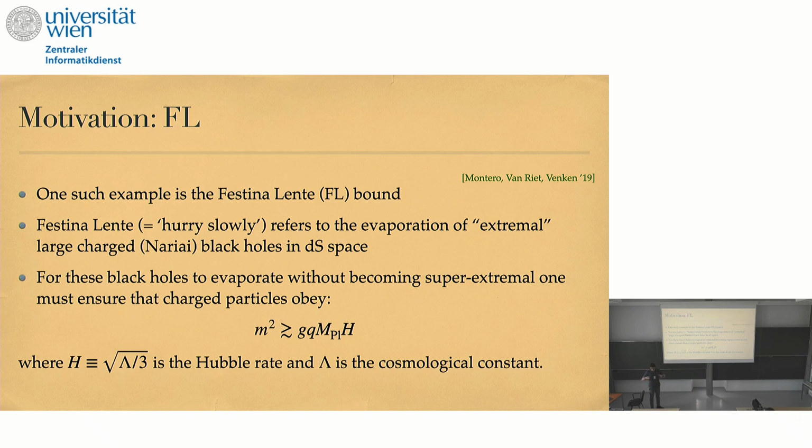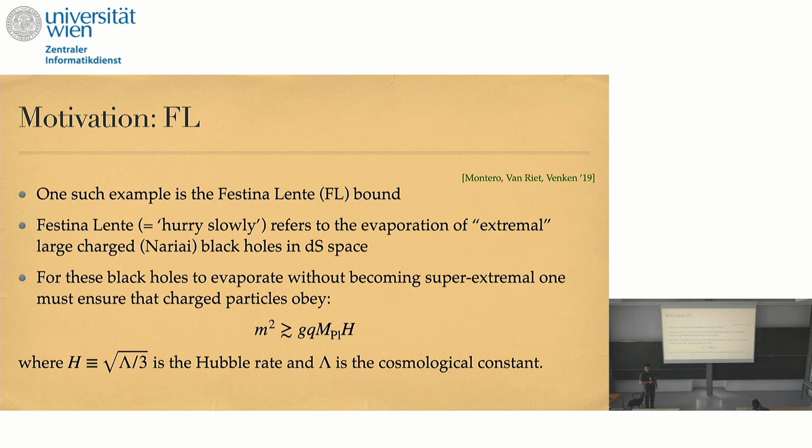These ones are also extremal because two horizons are about to cross, and whenever two horizons cross, we typically get super extremal solutions that have naked singularities. Because they are on the verge of becoming super extremal, one can expect to learn something by studying the evaporation of these black holes. If we understand how these black holes evaporate, we may demand that they don't evaporate into becoming super extremal, and this ends up giving the Festina Lente bound. I'll review the argument more carefully in a moment, but if you demand that these black holes can evaporate without becoming super extremal, you get this bound, which says m squared is bigger than g Q m Planck H.